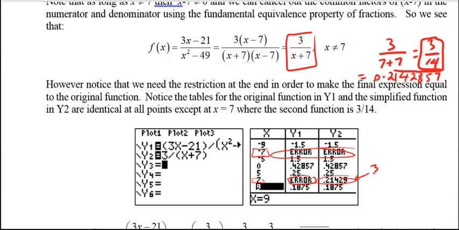And this is approximately 3/14 that you see right there in the table. So that would be the output value at that point, 7. 3/14 is an actual point on the reduced graph, y equals 3 over x plus 7. But it's not a point on the original, so that's actually a hole in the graph.